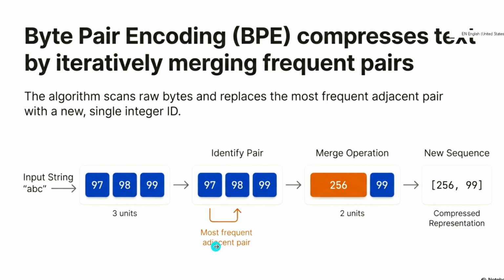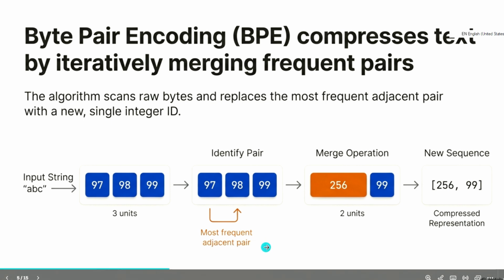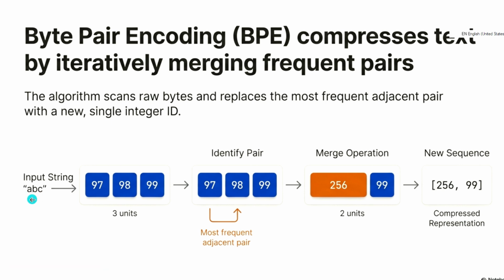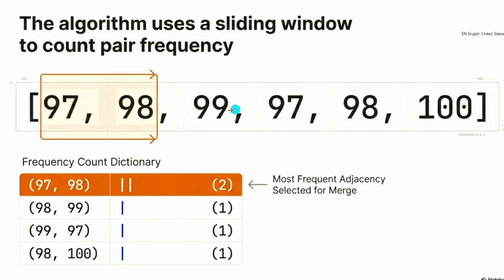But we found out that A and B occur together a lot of times. So it is the most frequent adjacent pair. Maybe the algorithm saw that in words like baby, or maybe AB, I don't know, but we just saw that A and B occur together a lot of times. And what we do is we just merge these. We merged A and B into a new token of 256.